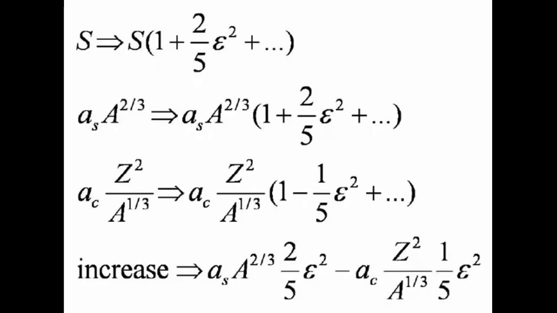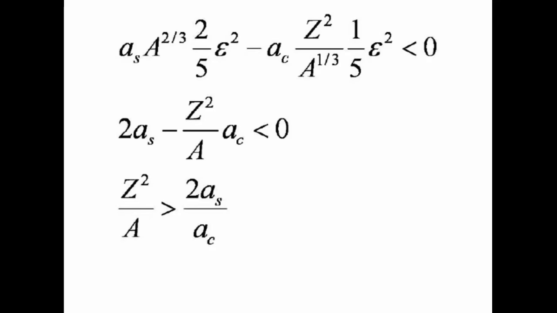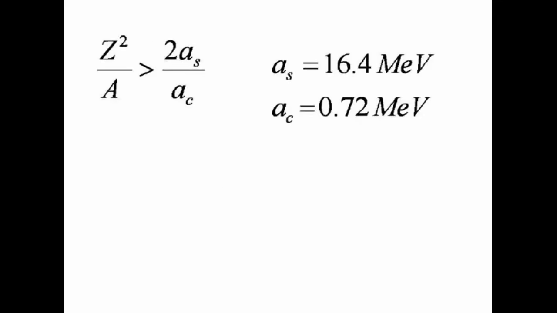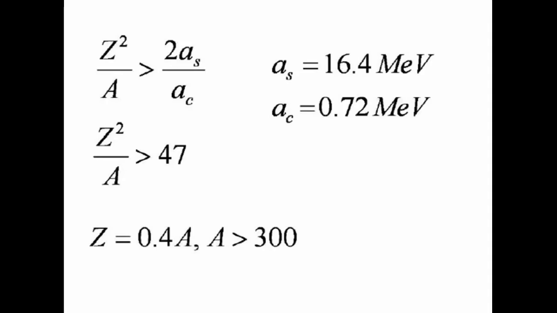So, this is the condition, and you can now cancel that epsilon square and other things, and you can get a condition once again on z square by A, using the same value of A s and A c. A c is 0.72 MeV and A s is 16.4 MeV. Z square by A turns out to be around 47. And if you take Z equal to 0.4 times A for a rough calculation, for uranium 238 this value is 0.38 or so, Z by A.